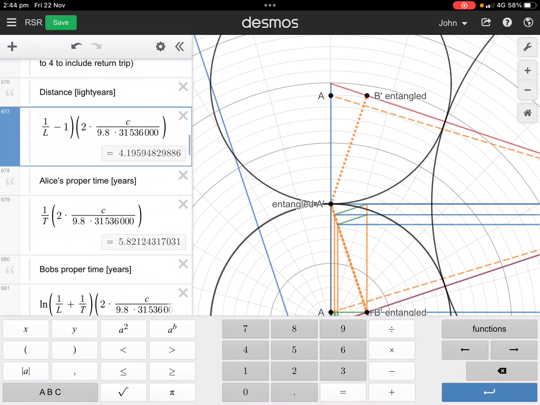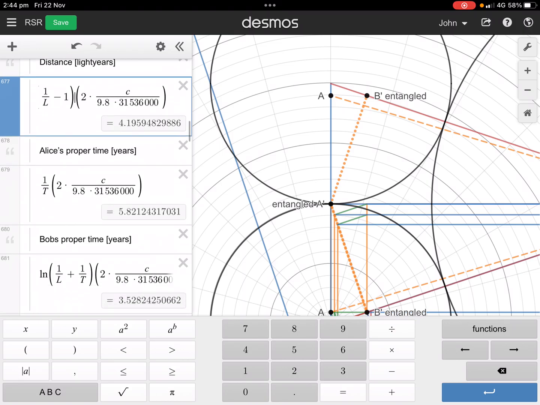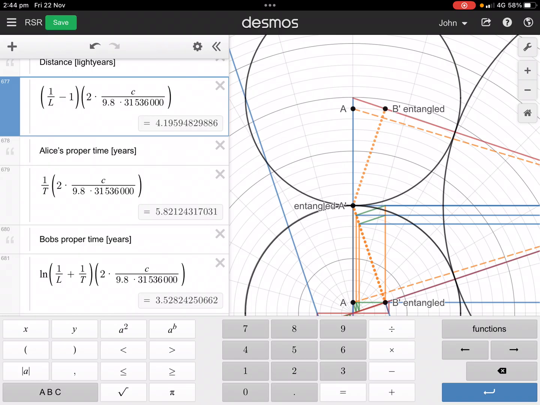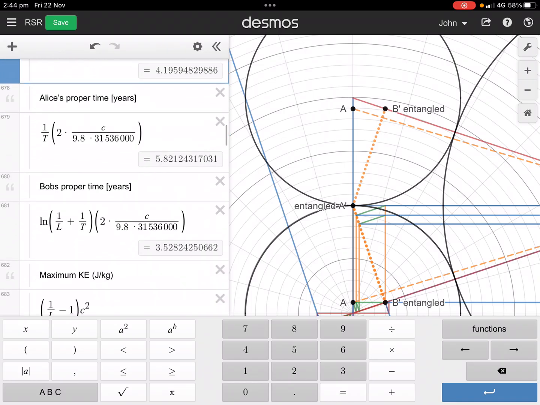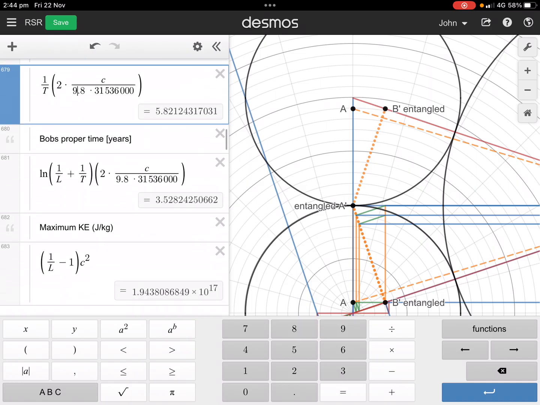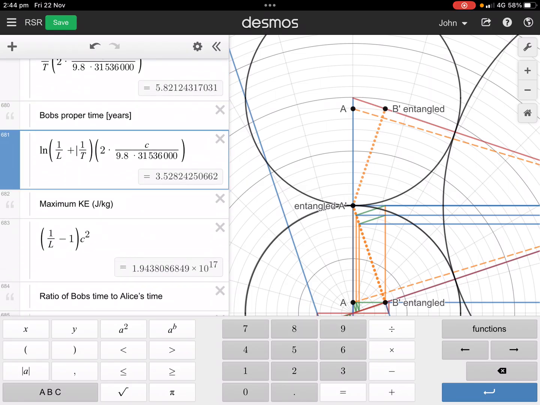he will travel. Of course, when he gets halfway, he turns the ship around and continues accelerating, but now it's a deceleration because he's turned around 180 degrees. So he's going to get 4.2 light years doing that. But Alice's proper time would be 5.8 light years. Bob's proper time would be 3.52 light years.